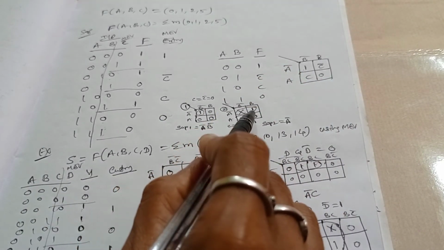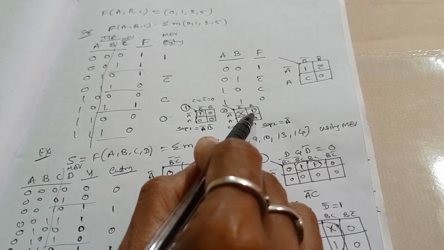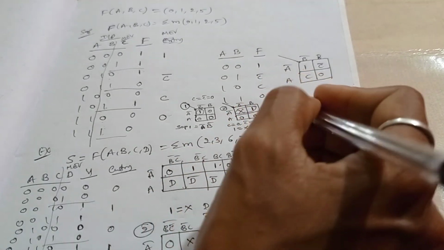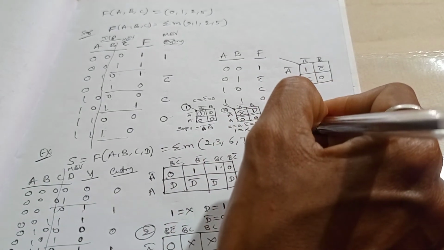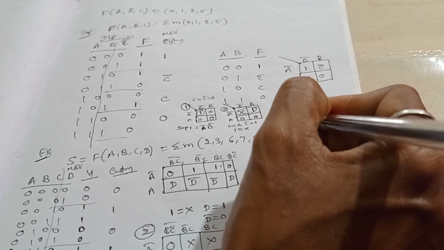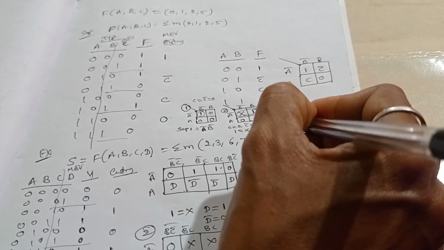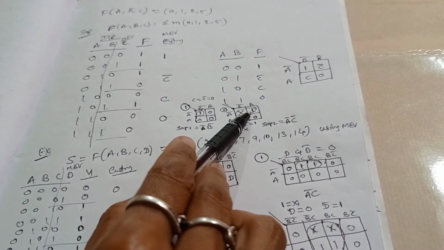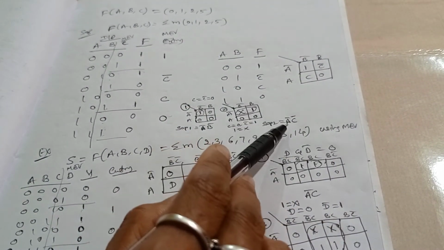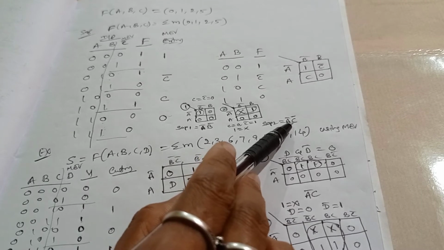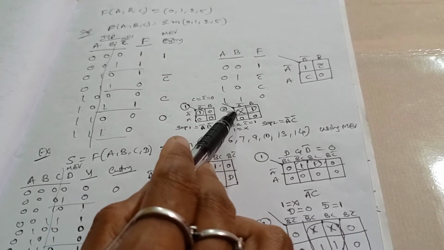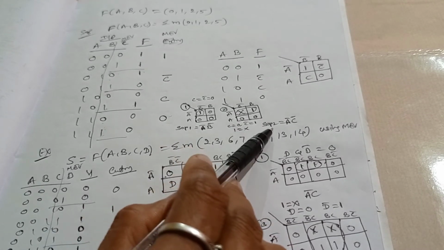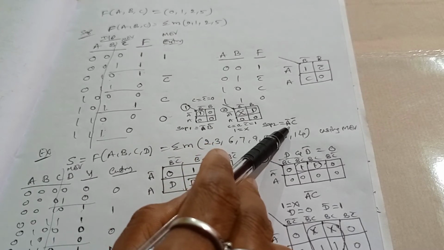So here this C is 1. So this becomes C bar, because here it is C bar. We are placing that C bar as 1. So this is the occurrence of C bar. We get A bar. So this SOP becomes A bar C bar.